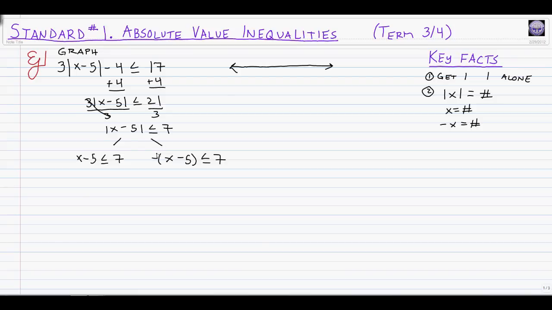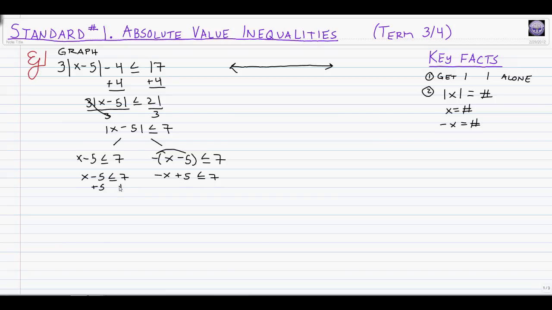On the second one over here, just because that's going to involve a few more steps, we'll have to distribute first. We'll have negative x plus 5 is less than or equal to 7, whereas over here we just have x minus 5 is less than or equal to 7. And then for each we just solve them. We'll have similar kinds of steps, but this one's going to be a little harder.